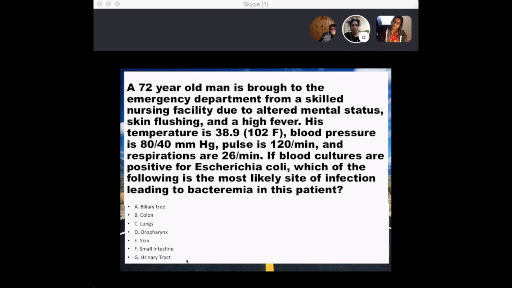Okay, last question. A 72-year-old man is brought to the emergency department from a skilled nursing facility due to altered mental status, skin flushing, and a high fever. His temperature is 102, blood pressure is 80/40, pulse is 120 per minute, and respirations are 26 per minute. If blood cultures are positive for E. coli, which of the following is the most likely site of infection leading to bacteremia in this patient? A, biliary tree, B, colon, C, lung, D, oropharynx, E, skin, F, small intestine, G, urinary tract.